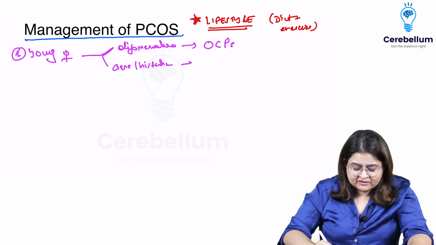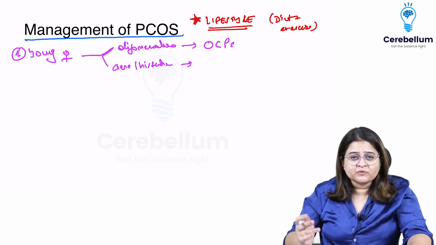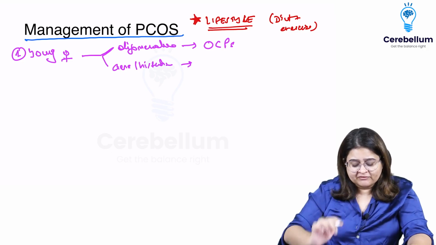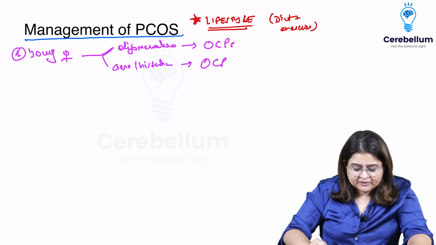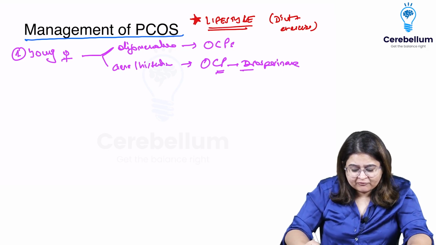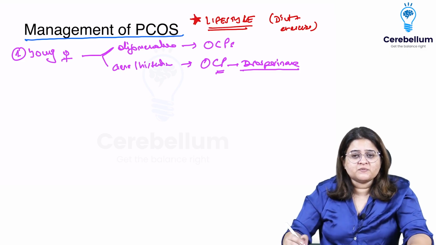If she has acne and hirsutism, you give an anti-androgen, but we don't give a plain anti-androgen. We give it along with an OC pill where the progesterone component is an anti-androgen, which we commonly give, an OC pill containing a 4th generation progesterone, that is drospirenone.